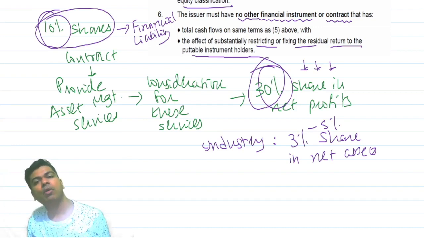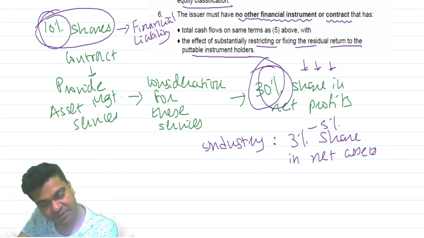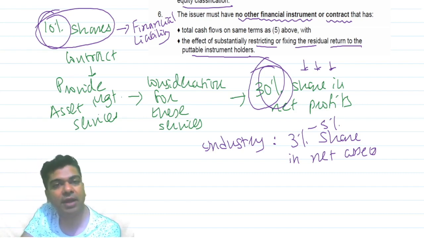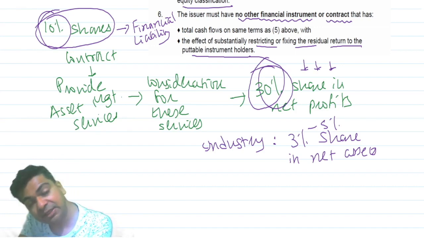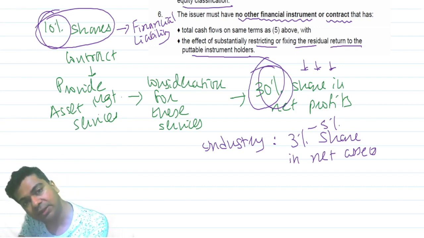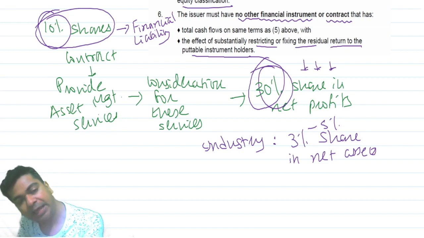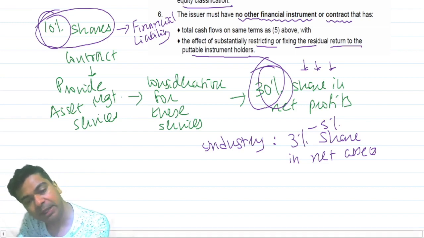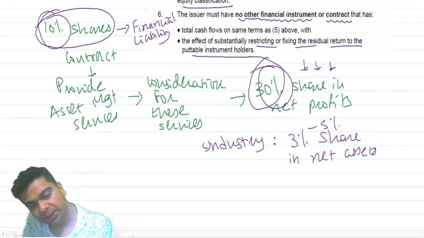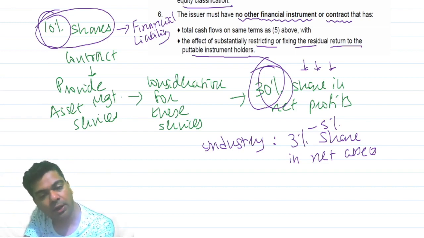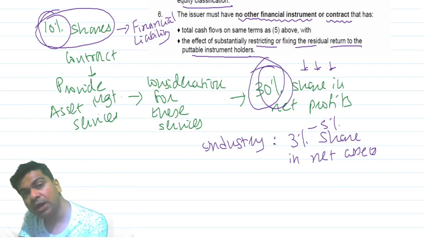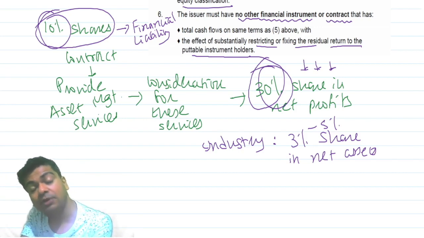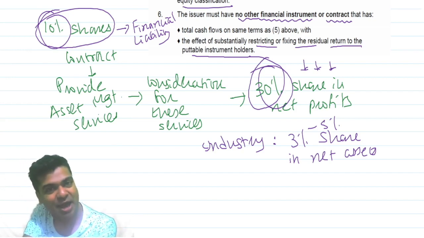If 30% of the profit is paid to you for asset management services, that means only 70% of the net profit is now available to the other puttable instrument holders. I have restricted their return thanks to this contract that I have entered with you. And that's the reason the sixth condition will not be satisfied. The moment the sixth condition is not satisfied, this is no longer an equity instrument. I'll have to classify this as a financial liability.